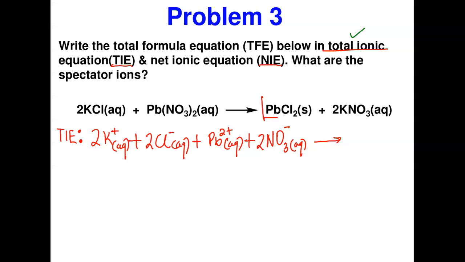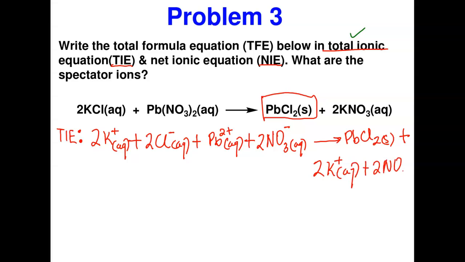You cannot write them in an ionic form. So this is a solid. It's a precipitate, so we cannot write it in ionic form. It's going to remain the way it is, so we're going to write this and put solid. And then plus, we're going to finish this one. This one again is aqueous, therefore it can be broken into ions. So we have 2 potassium ion aqueous plus 2 nitrate ion aqueous.